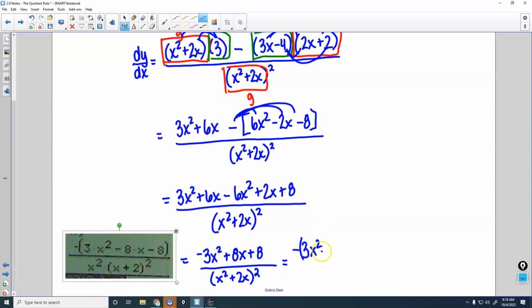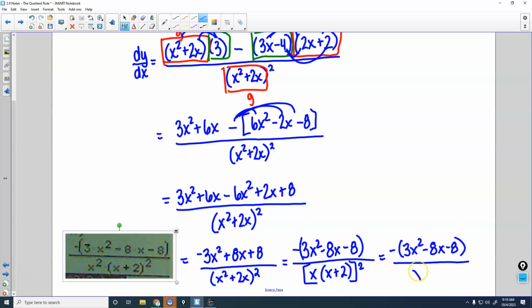We got 3x squared minus 8x minus 8. In the bottom, you've got an x squared and an x here, so you could factor out an x like this, which would leave you x plus 2, but the whole thing is still squared, right? Because everything in here was being squared. So that can be written like this: x squared times (x plus 2) squared. So it does match what we've got.